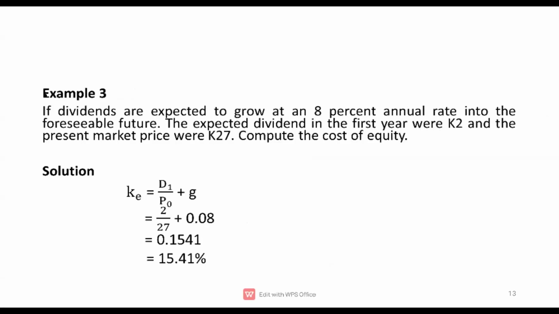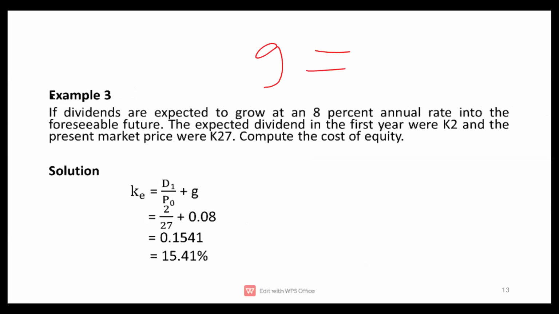An example shall do better. If the dividends are expected to grow at 8%, that is your growth, 0.08, into the foreseeable future, and the expected dividends in the first year was 2. Before growing, the dividends in the first year are just given as 2, and the present market price is 27.